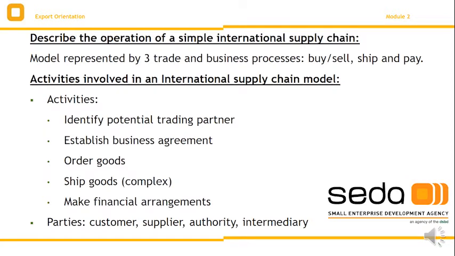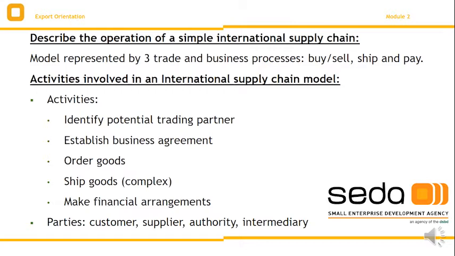A simple international supply chain model can best be represented by three trade and business processes, namely the buying or the selling of the goods that are going to be exported, the shipment details, how they are going to be shipped, as well as the payment terms. So let's look at a number of activities that are involved in the supply chain model.